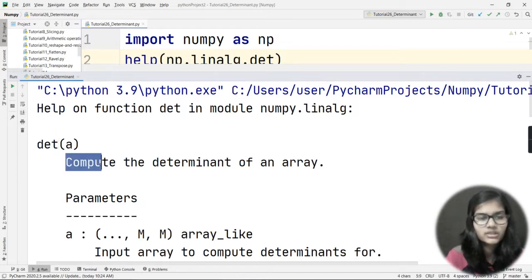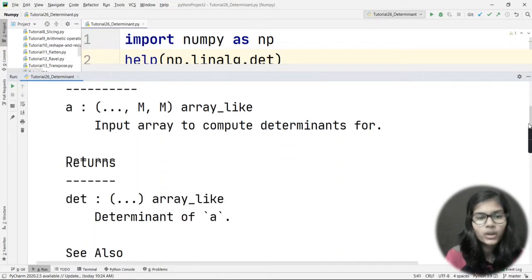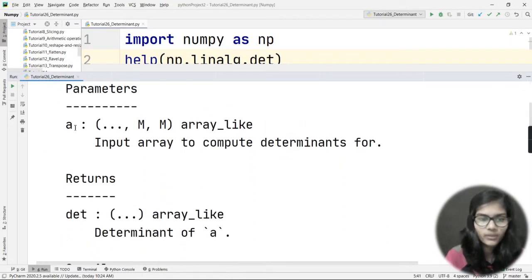So what is it used for? It is used to compute the determinant of an array. Fine. Now what are the parameters that we can have? The parameter is only one and that parameter is A. So in the parameter A, this can be a variable that stores the matrix inside it.